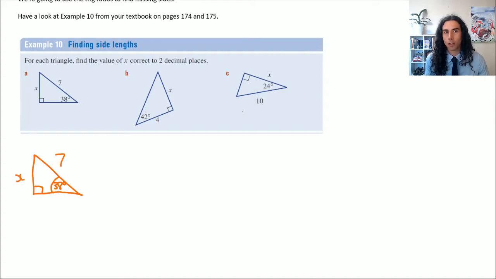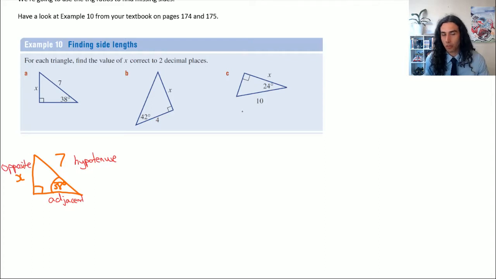So step number 1, we label our sides: hypotenuse, adjacent, opposite. The hypotenuse is opposite the right angle, so that one's over there. The adjacent is right next to the angle, so that one's down there. It's the adjacent side. Opposite is on the other side.